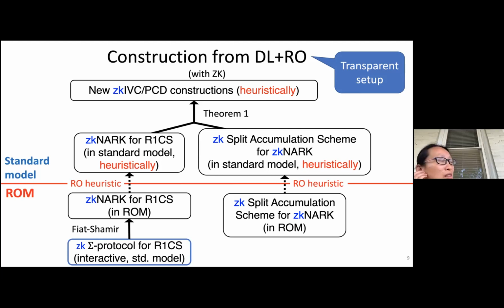Can I ask a question? So, what about this Gentry-Wichs lower bound? Does that apply to this IVC PCD?